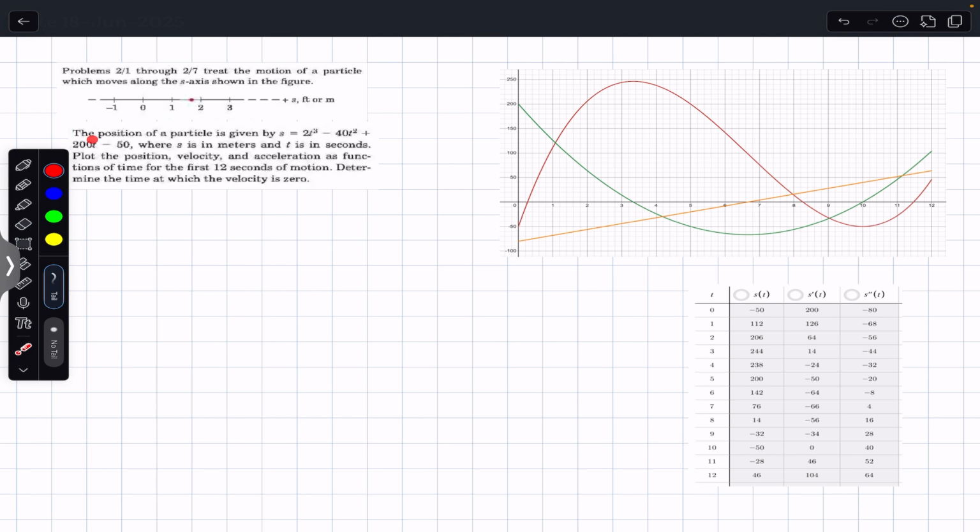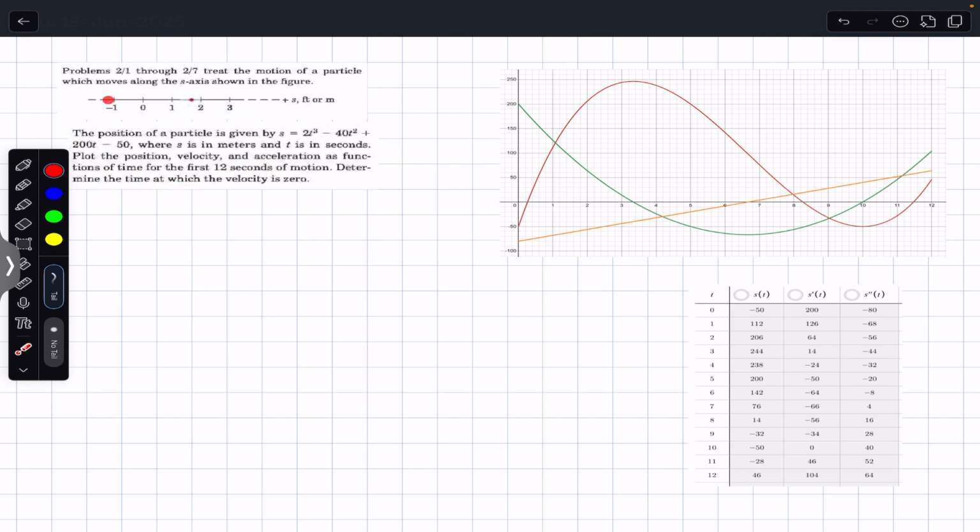Now let's solve this problem from engineering dynamics. The problem says that the position of a particle is given by s of t, so s equals 2t to the power 3 minus 40t square plus 200t minus 50, where s is in meters and t is in seconds. Plot the position, velocity and acceleration as a function of time for the first 12 seconds of the motion. Determine the time at which the velocity is 0.